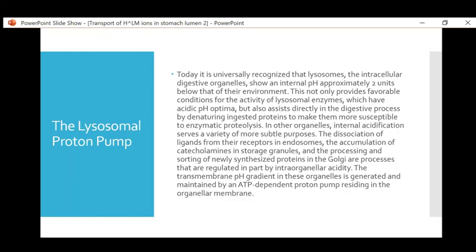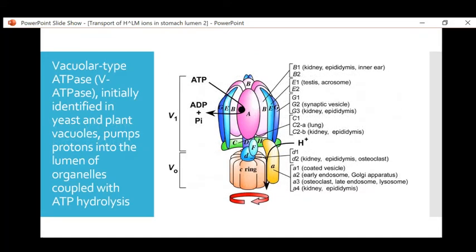The transmembrane pH in these organelles is generated and maintained by an ATP-dependent proton pump residing in their organelle membrane. The above figure is of a vacuolar type ATPase, the V-ATPase, initially identified in yeast and plant vacuoles, which pumps protons into the lumen of organelles coupled with ATP hydrolysis. This is the main component responsible for the proton pump inside the lysosome.